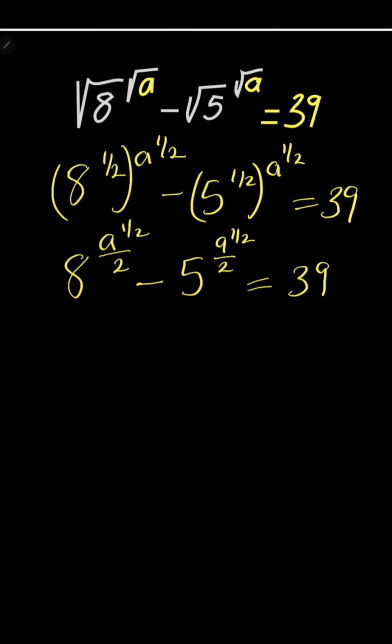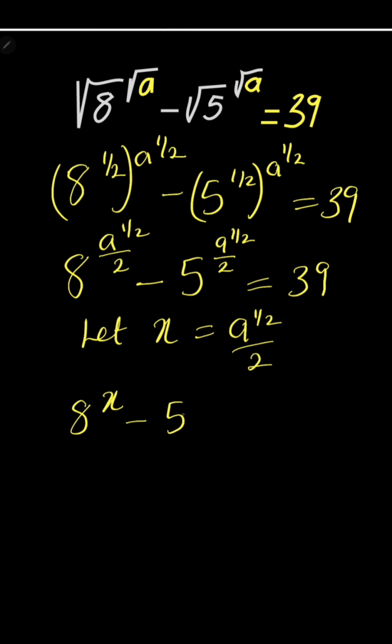Notice here that a power half over 2 is common, so you can say let x represent a power half all over 2. So if that is the case, we shall have 8 power x minus 5 power x. Everything is equal to 39. Now at this stage still, the question looks impossible and more confusing because there is no step to take here. Let us do something to this.